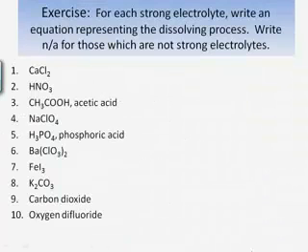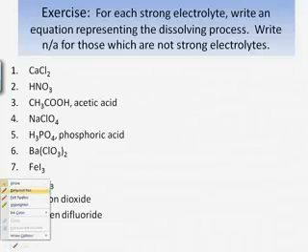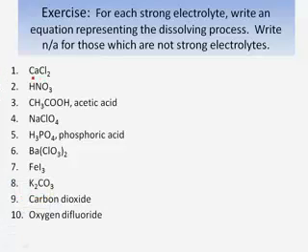So let's look at this. Here we have, it wants to know, for each strong electrolyte, write an equation showing the dissolving process. All right, and so let's just take a look at these and identify the strong ones first. Well, calcium chloride, that's a salt, and so it is going to be a strong one. Okay, here's nitric acid. That's one of the strong acids. All right, acetic acid, that is a weak acid, so it is not strong.